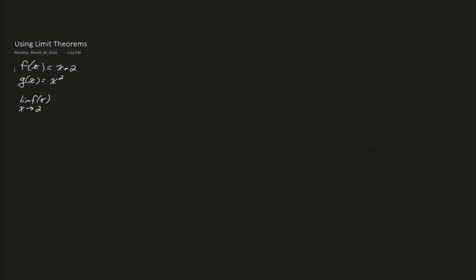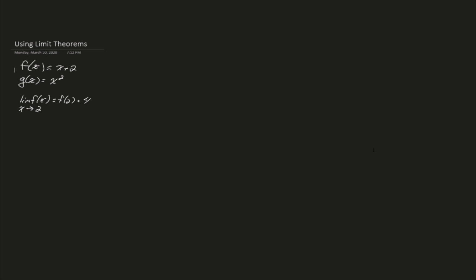If we have the limit of f of x as x approaches 2, we're going to see that it's going to be f of 2, because this function has normal behavior. There's no reason that x plus 2 is going to have any issues. There's no division by 0, no square roots of negatives, etc. So f of 2 is just going to be 4. There's perfectly good behavior there.